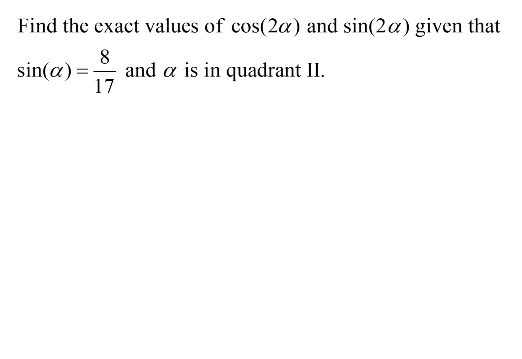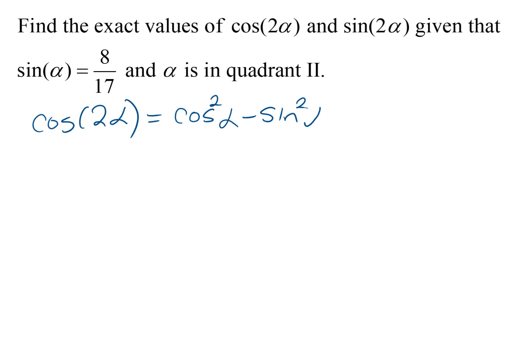We want to find the exact values of cosine 2 alpha and sine 2 alpha if we know what sine alpha is. So let's see what we want to do here. For cosine 2 alpha, for the double angle, we have 3 different versions of the formula. I only remember the first one and then could get to the others if I needed it. It's cosine squared alpha minus sine squared alpha.